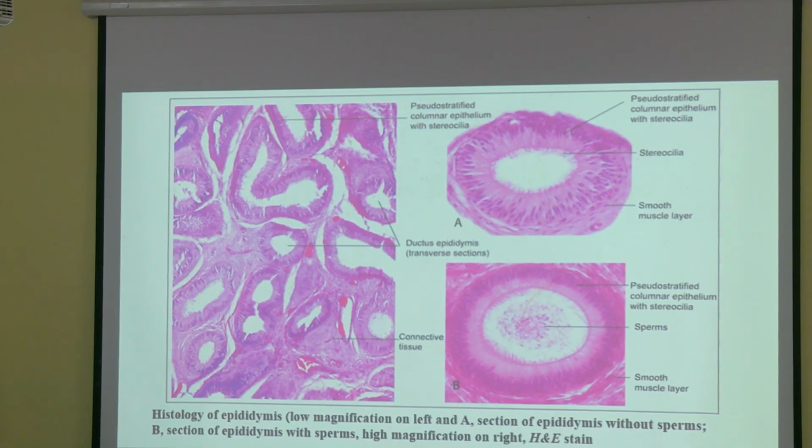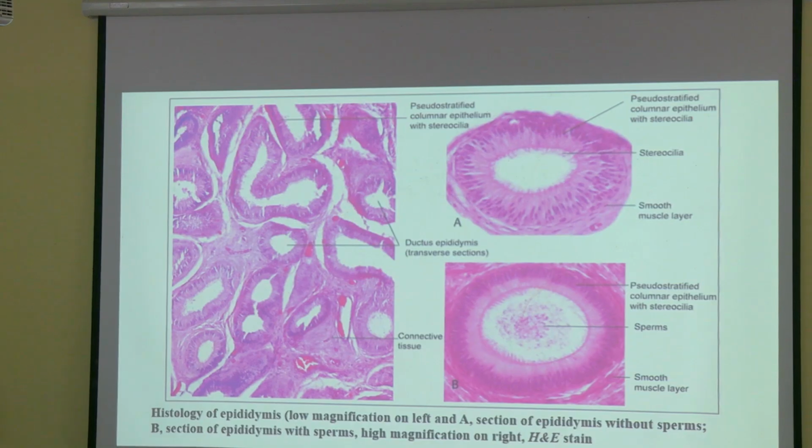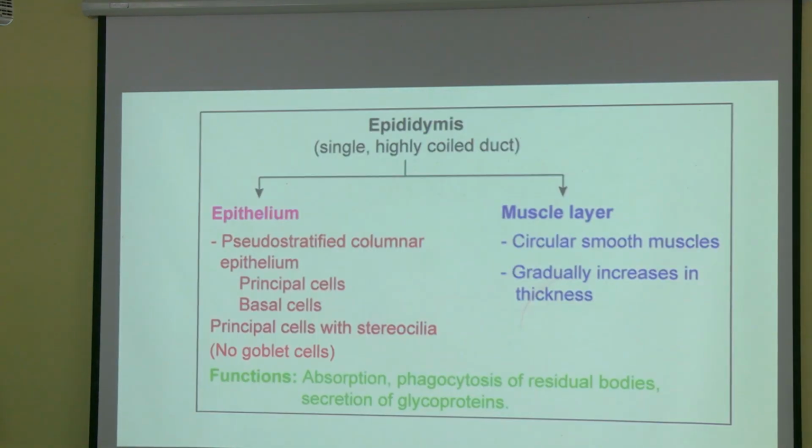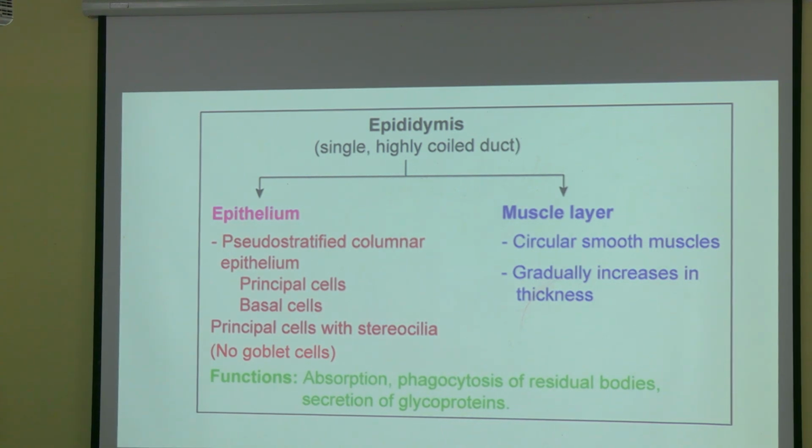So first I will explain the epididymis, then I will ask you. You yourself have to answer that these are the differences. Now in case of epididymis, as I said, it is a single tube, highly coiled duct. Okay, so a single duct is there, but it is highly coiled. Okay. Next, only two layers are there.